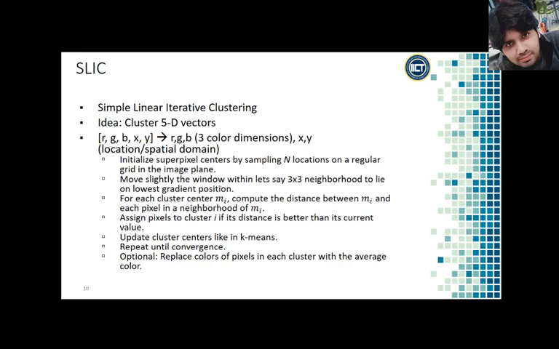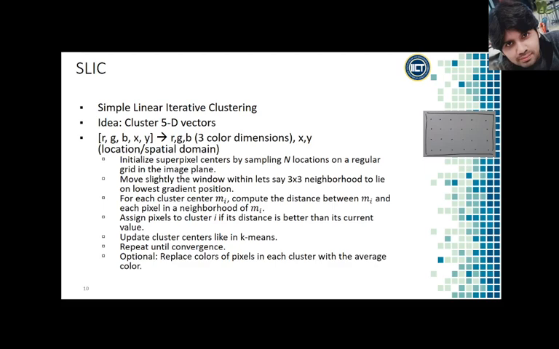So how we want to apply this algorithm is, let's say that we have this grid type representation here. We want to initialize superpixel centers by sampling n locations on a regular grid in the image plane like this, and move the window slightly within, let's say, a 3 by 3 neighborhood to lie on the lowest gradient position. This is another way of saying that the seeds are in the flattest location as possible. We don't want to start on an edge.